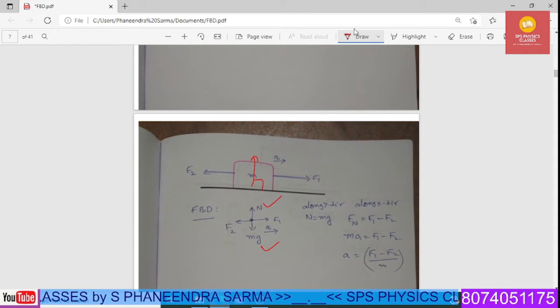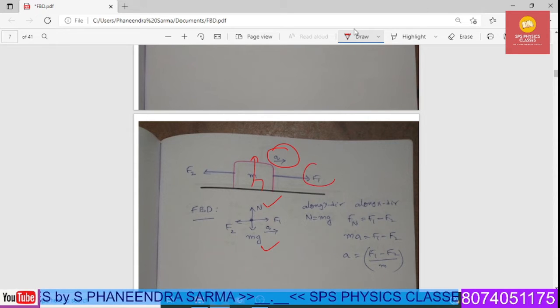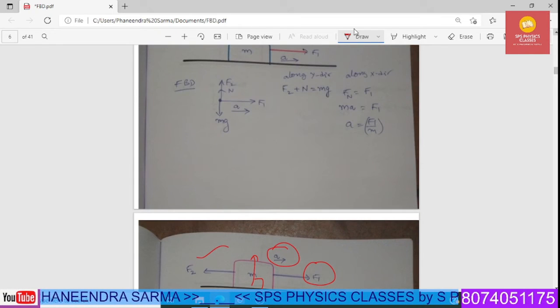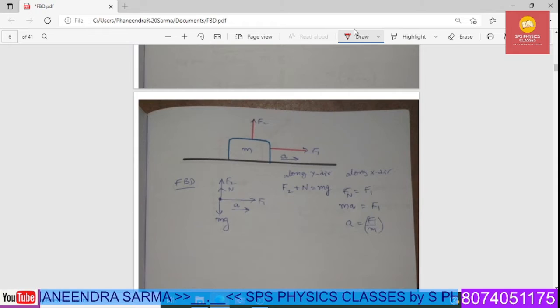And along the y direction we don't have any kind of motion, but the system is accelerating in the forward direction. Therefore F1 exceeds F2. As a result, F net is equal to F1 minus F2. And then acceleration a we got as F1 minus F2 by m. Let us consider two forces.